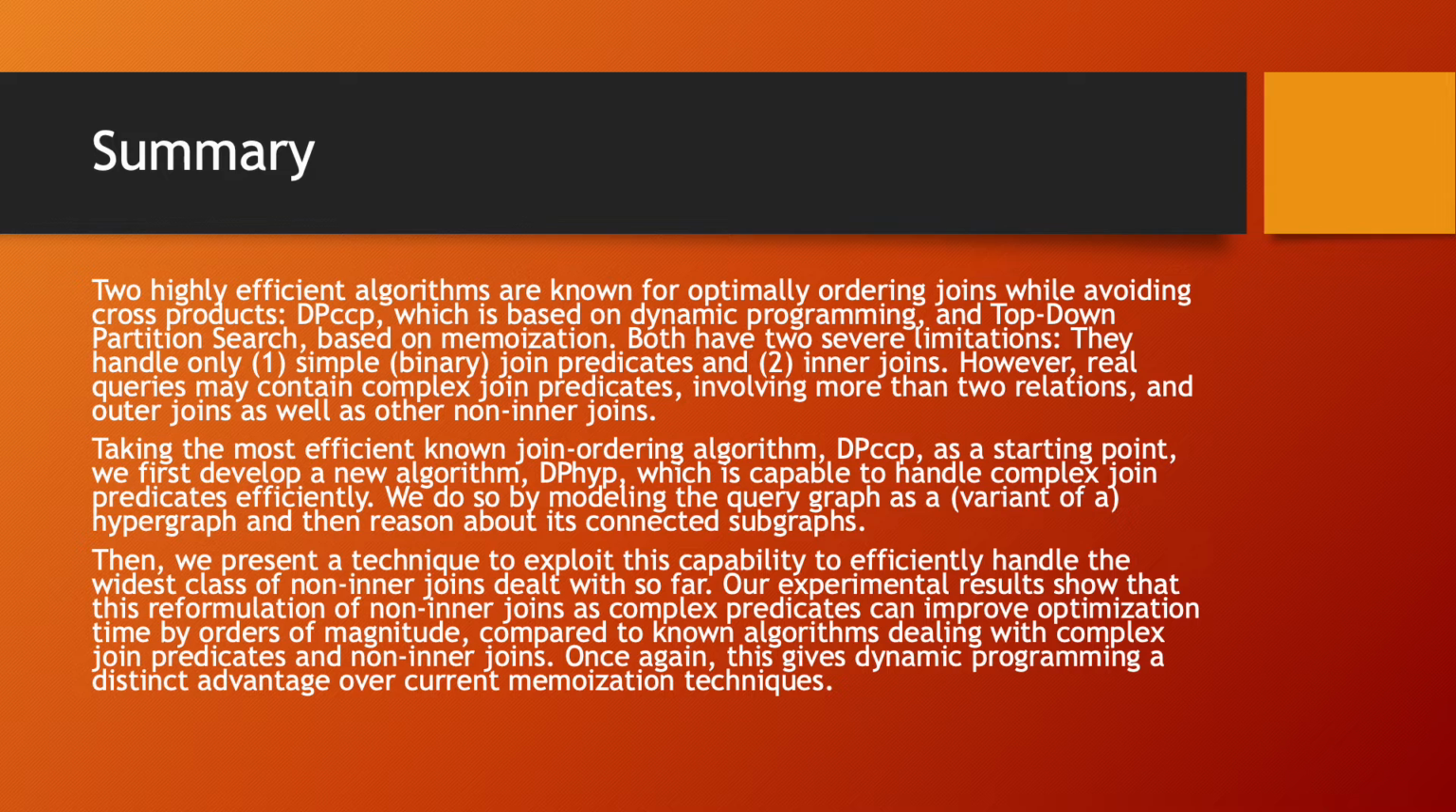They do so by modeling the query graph as a variant of a hypergraph, then reason about its connected subgraphs. Then they present a technique to exploit this capability to efficiently handle the widest class of non-inner joins dealt with so far. Their experimental results show that the reformulation of non-inner joins as complex predicates can improve optimization times by orders of magnitude compared to known algorithms dealing with complex join predicates and non-inner joins. Once again, this gives dynamic programming a distinct advantage over current memoization techniques.